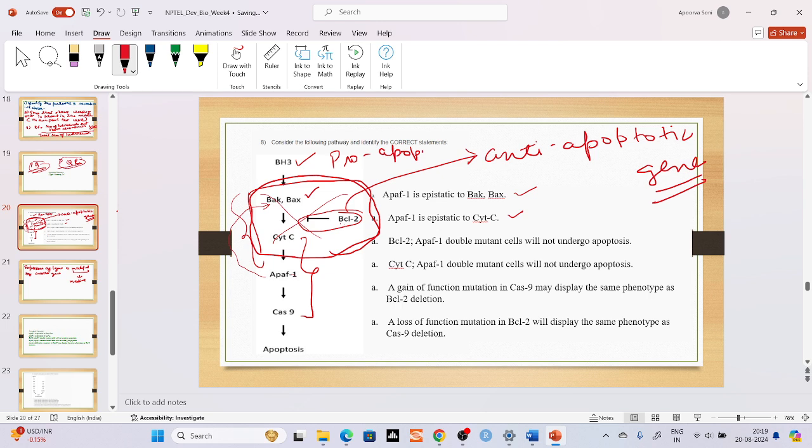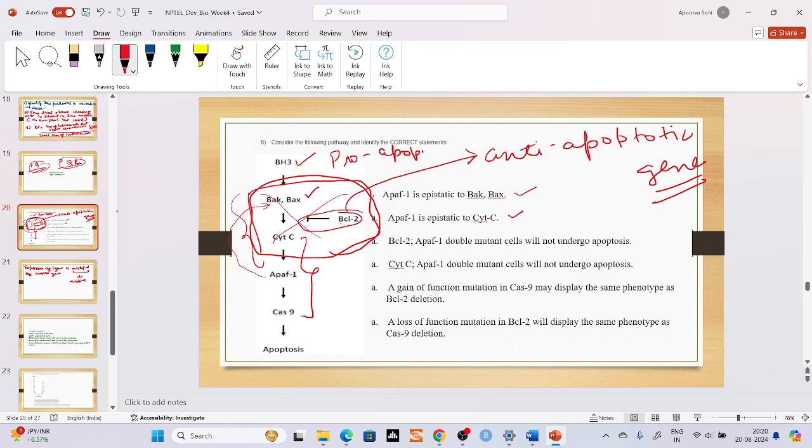BCL2 and APAF1 double mutants will not undergo apoptosis. That means if BCL2 is mutated and APAF1 is also mutated, then it will not undergo apoptosis. So you can say this because APAF1 is epistatic to BAX and BAK.